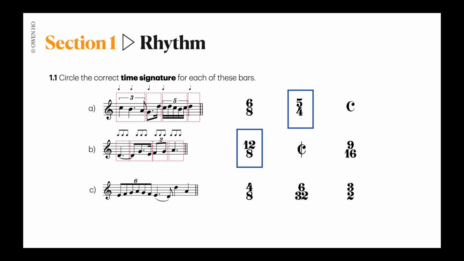Lastly, in question C, we apply the same logic. First, we start with the sextuplets group. In here we have 6 quavers, meaning we play these 6 quavers in a time of 4 quavers. 4 quavers equal to 2 crotchets, or in this case 1 minim.